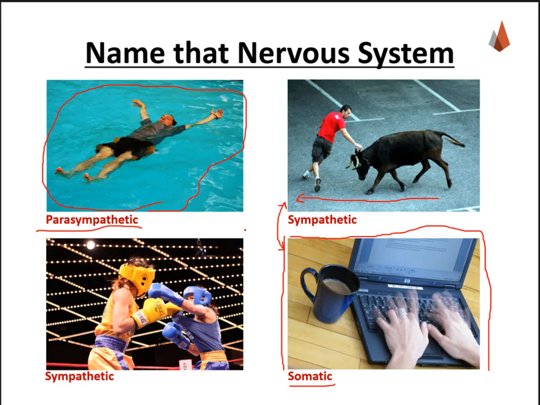But easiest to say that when we're talking about fight or flight, we're talking about the sympathetic nervous system. When we're talking about rest or digest, we're talking about the parasympathetic nervous system. And when we're talking about voluntary behavior, we're talking about the somatic nervous system.